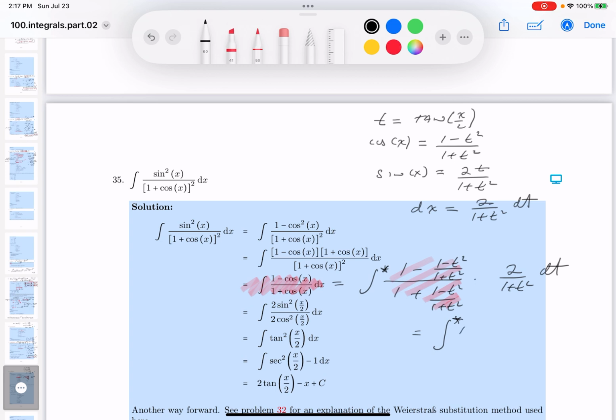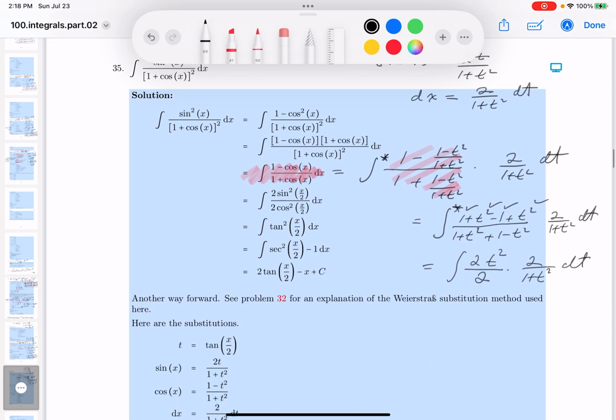Let's be careful. 1 plus t squared minus 1 plus t squared. What do you get on bottom? 1 plus t squared plus 1 minus t squared. It's still going to be 2 over 1 plus t squared dt. Looking at the top, not so bad. What is it going to be? It's going to be 2t squared. This is 1. That's 1. They disappear. 2t squared. What do you get on bottom? Well, look at it. 1 plus 1 is 2. The t squareds disappear. What do you get here? You get 2, 1 plus t squared.